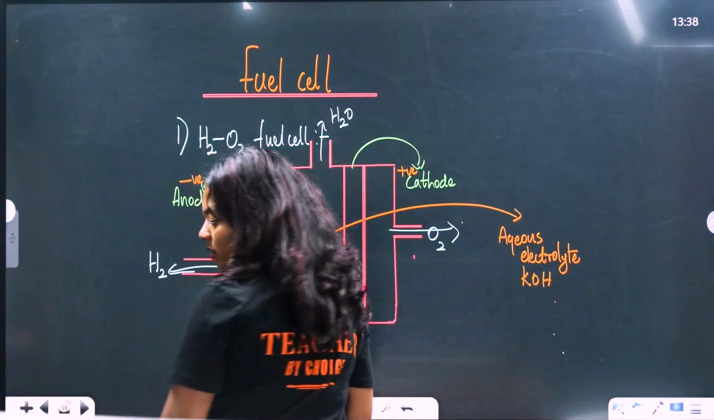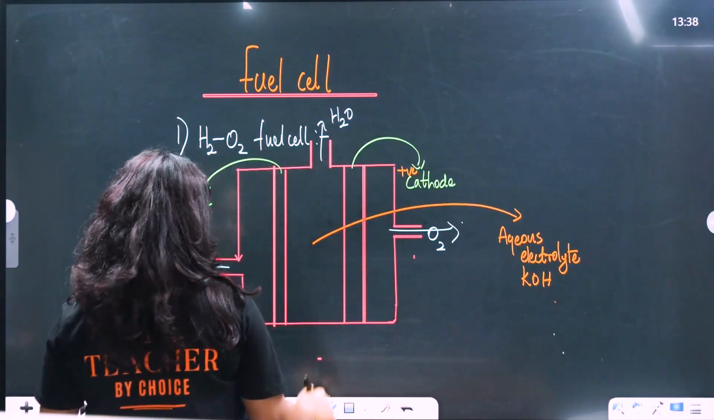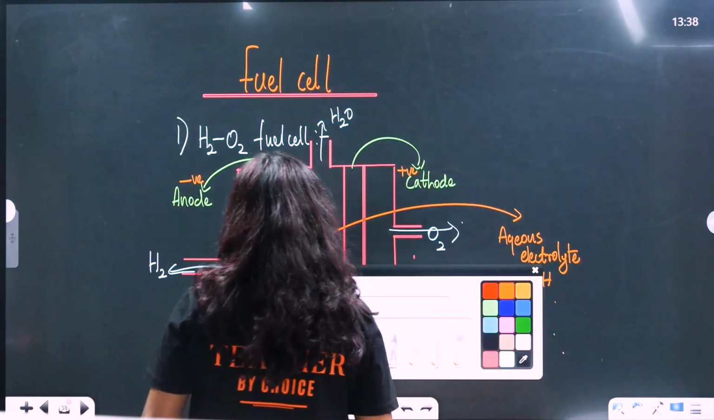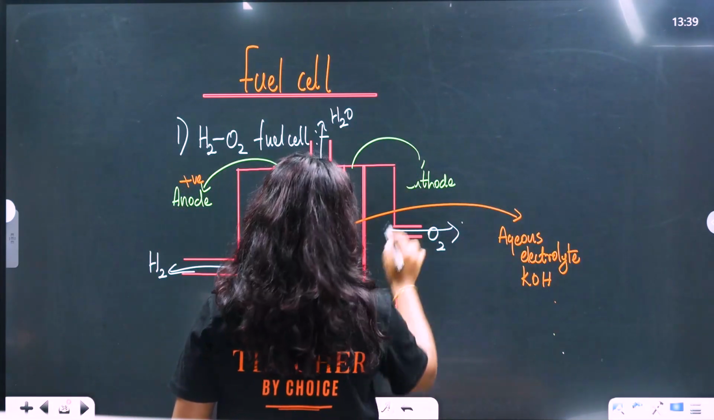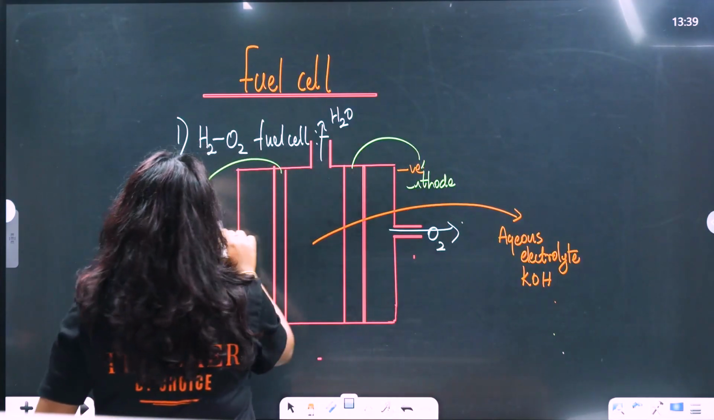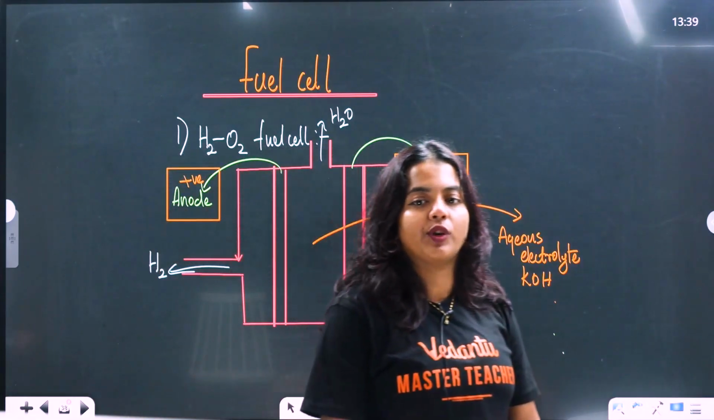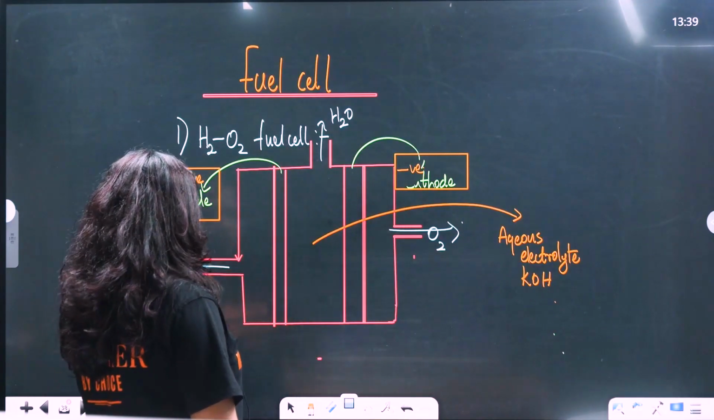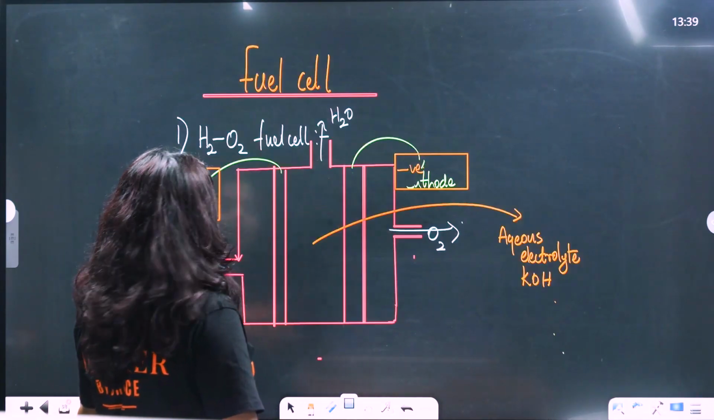One second, children, they have given it wrongly here. This should be positive and this should be negative. So this is the anode which is positive, and the cathode which is negative. Now there is an electrolyte in between, aqueous KOH. So it is the H2-O2 fuel cell, and we will be getting hydrogen at the anode and oxygen at the cathode. Water will also be expelled.